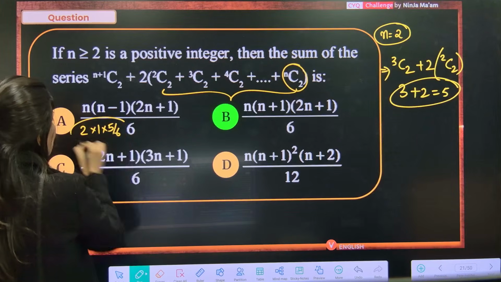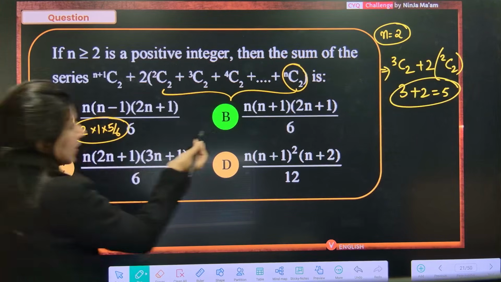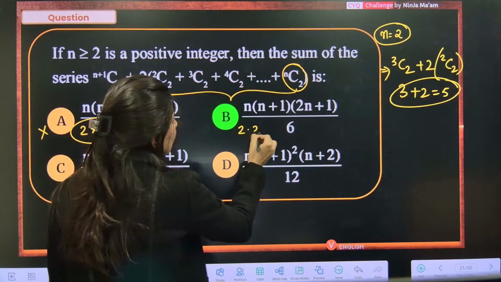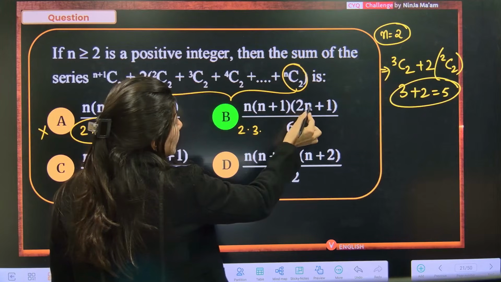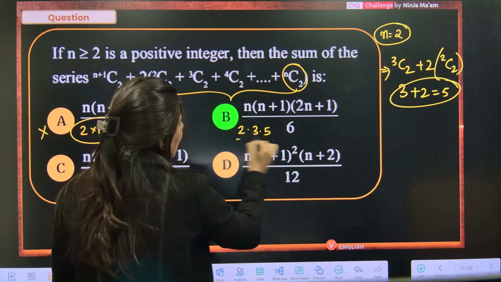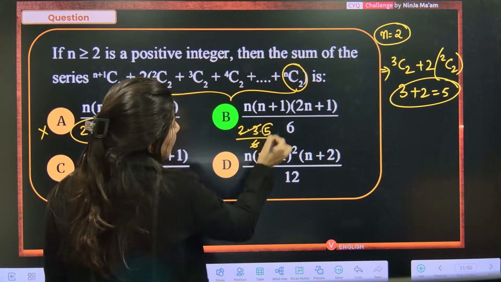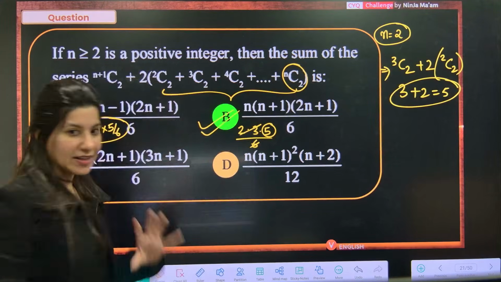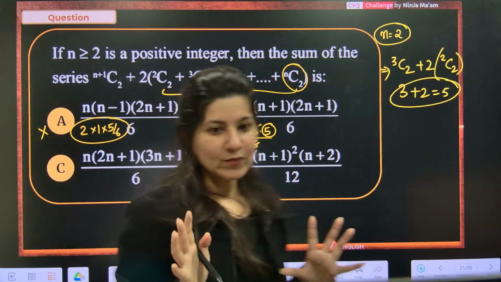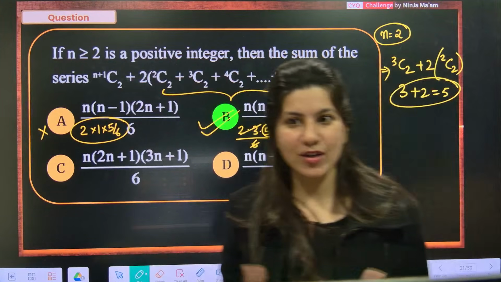No, ma'am, this is not getting 5. So A is wrong. Now 2, and then 3, and then this is 2 to the 4 plus 1, 5 upon 6. Can you see clearly that option B is giving you 5? That's why option B is absolutely right. Good technique.